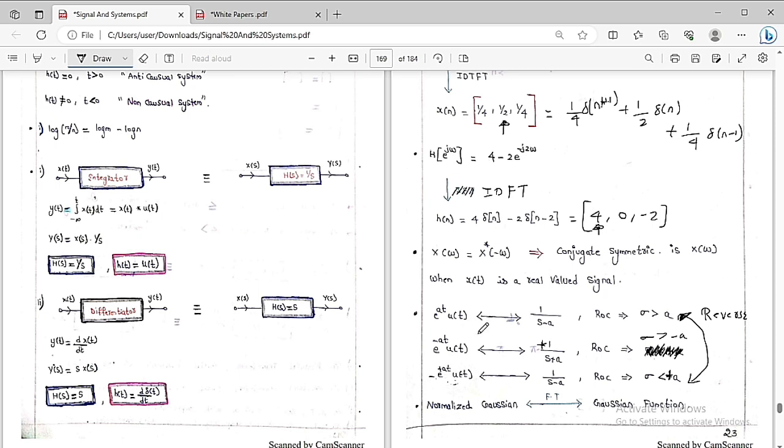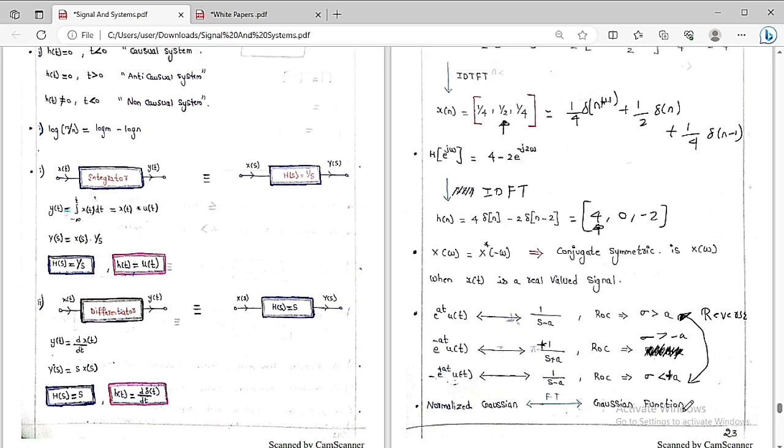So e to the power of at, times u of t, has the Laplace transform 1 by s minus a with an ROC sigma greater than A. And e to the power of minus at, times u of t, has the Laplace transform 1 by s plus a with an ROC sigma greater than minus A. And minus e to the power of at, times u of minus t, has the Laplace transform 1 by s minus a with a reverse ROC. Greater than A means it will be lesser than A. Reverse ROC means opposite ROC: sigma less than plus A. I have put that also, so this concept you have to keep in mind.